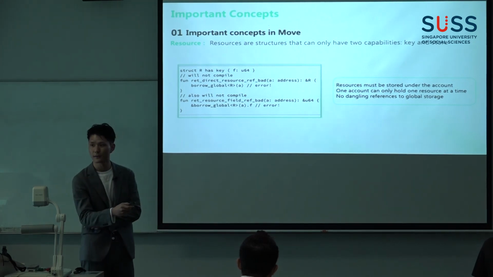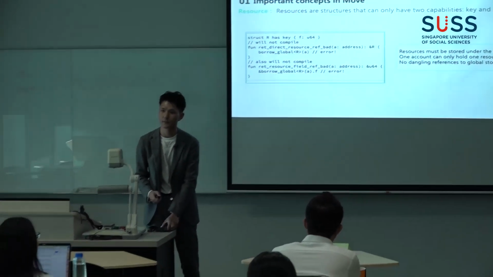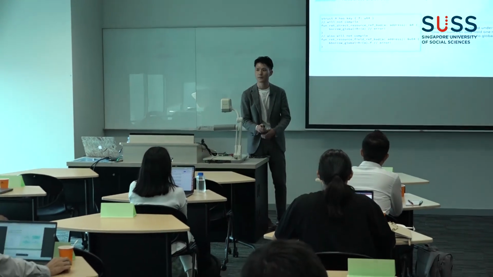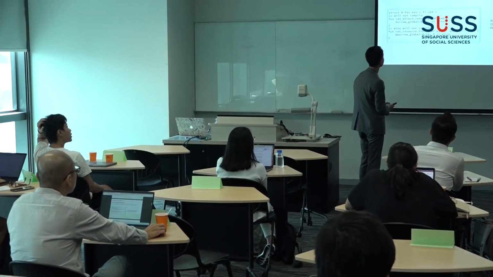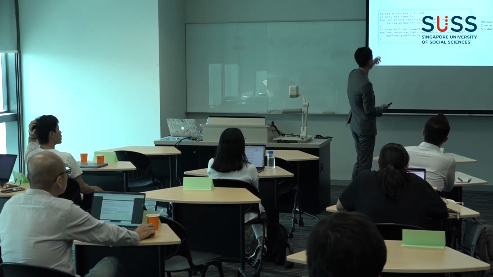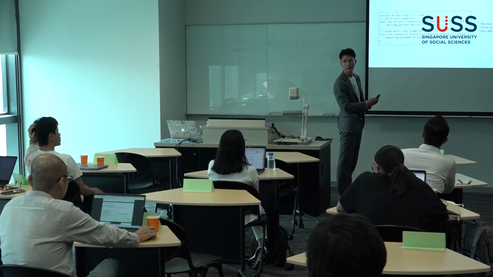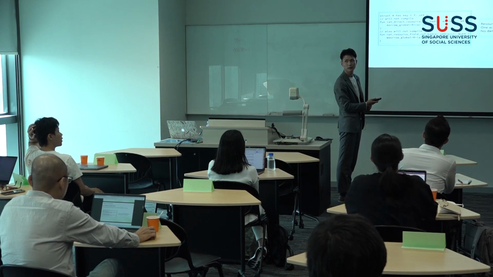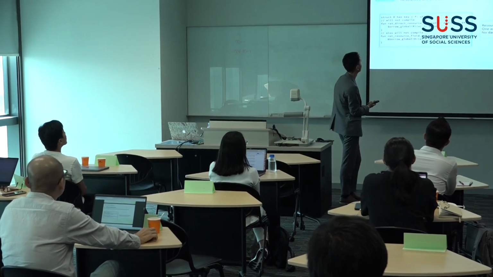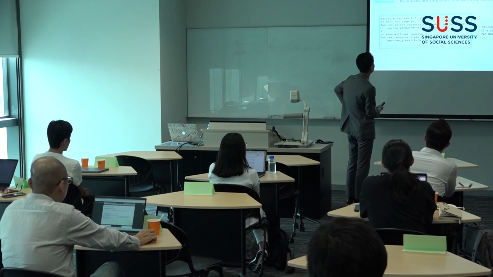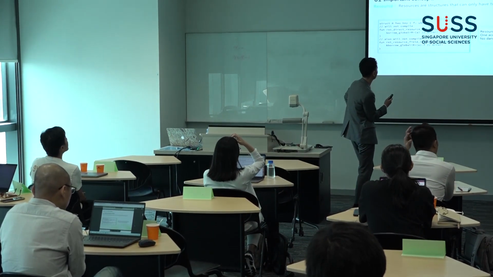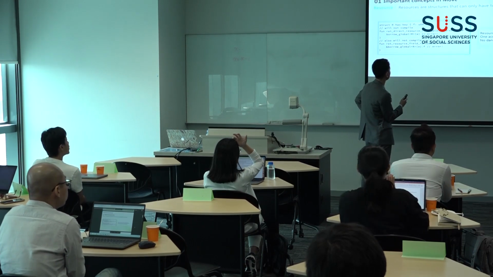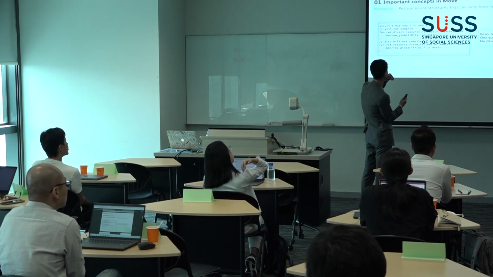Which part? So why can it not be borrowed? You mean this first one or second one? We start from the first one. Okay. So this function return direct resource reference bad takes in the address and returns its reference.